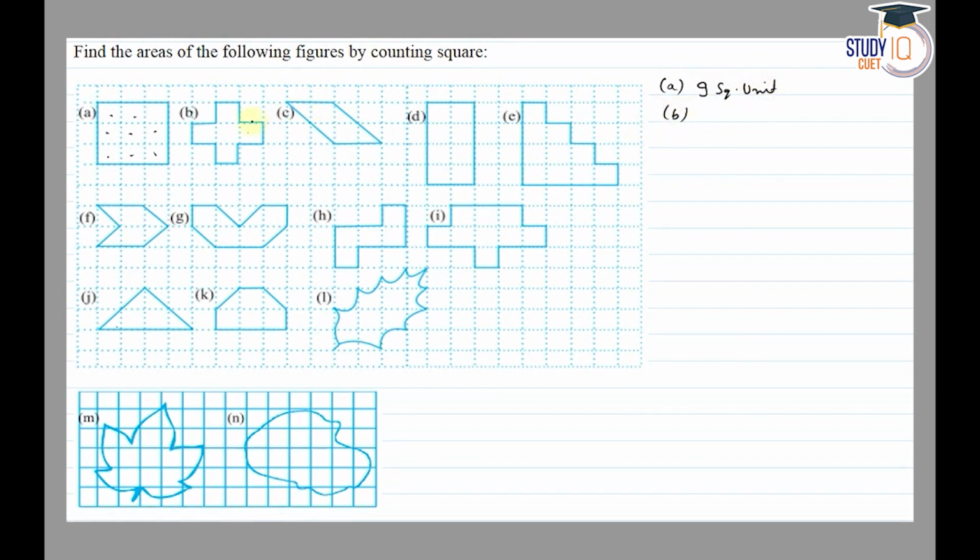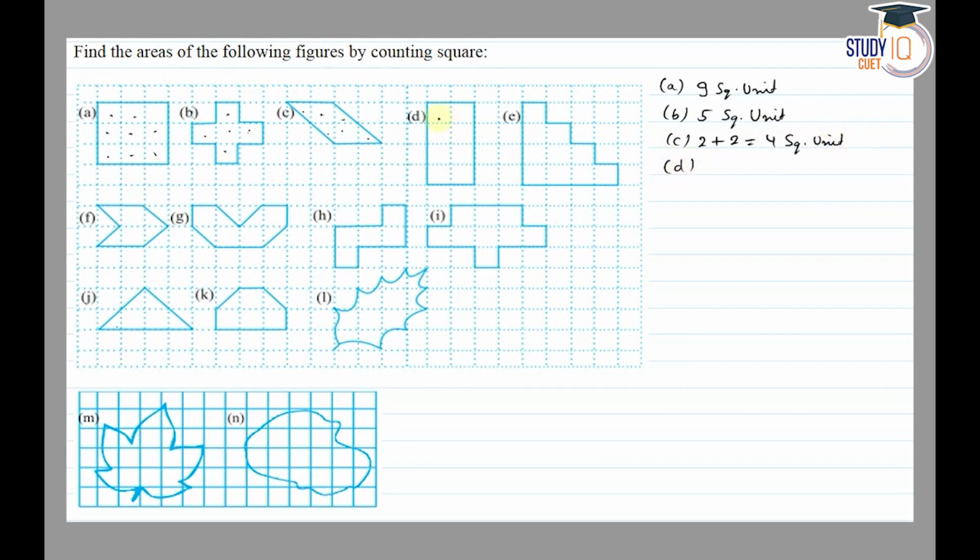Part B is 1 2 3 4 5. So area will be 5 square unit. 1 2, so 2 fully covered, and 1 2 3 4, 4 half covered. So 4 half covered means 2 fully covered. So then 2 plus 2 equal to 4 square unit.